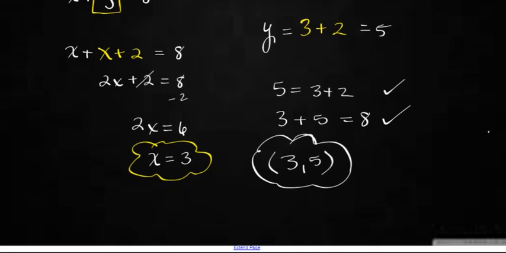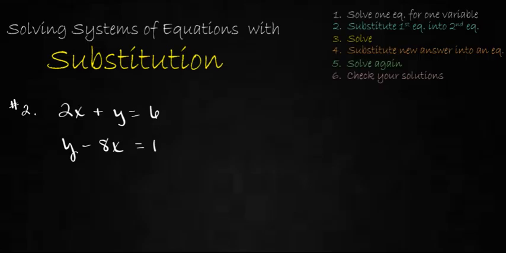Let's go ahead and try another example. Number 2, 2x plus y equals 6, and y minus 8x equals 1. And we're going to follow the same steps. The only problem is I don't have an equation that is already solved for my variable. Now if I look at that second one, it looks pretty easy to get y by itself by just moving the negative 8x to the other side. So we would end up with the equation y equals a positive 8x plus 1.